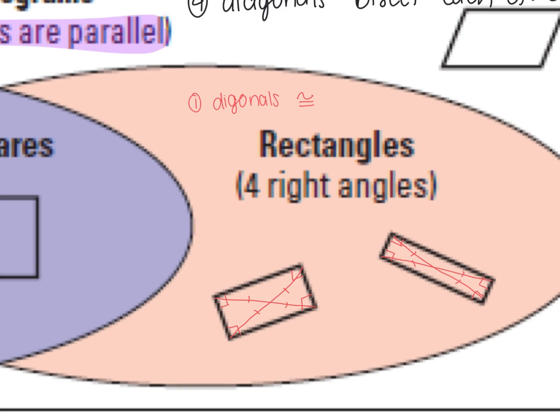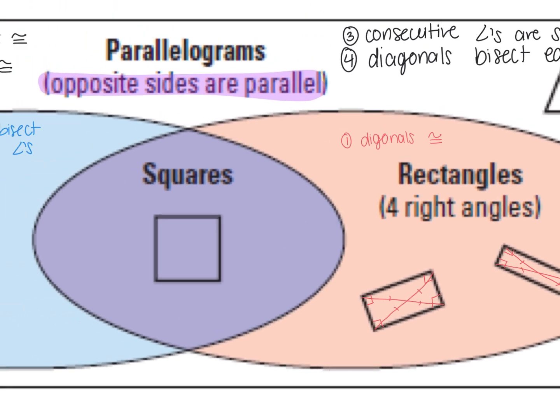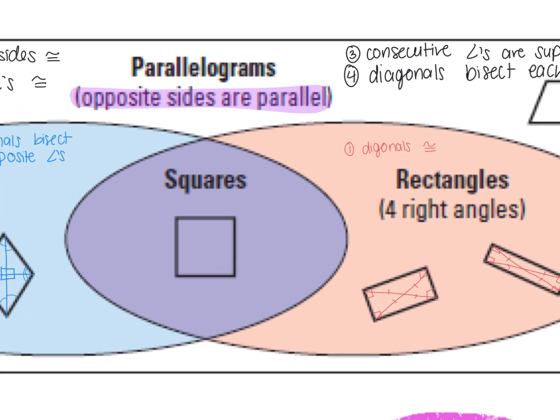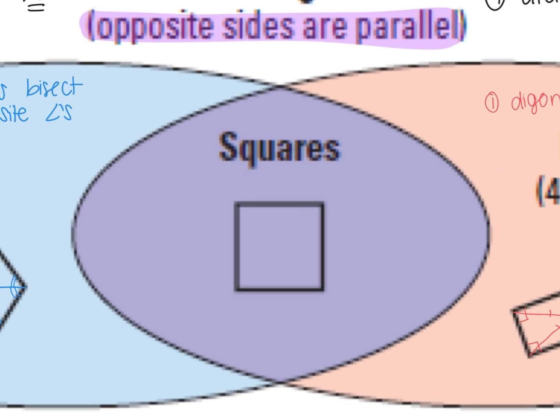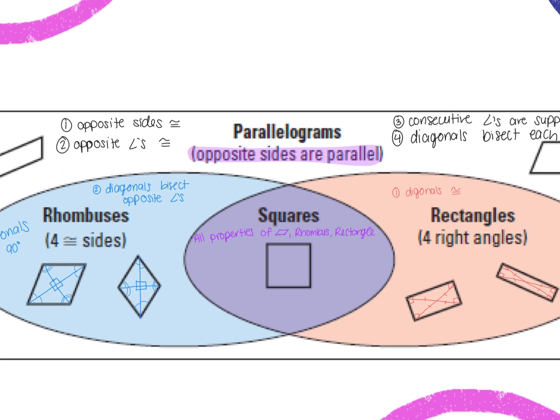Again, these still have the properties for quadrilaterals, but they also have their own specific ones. So now when I'm looking at square, if you look at the Venn diagram, they overlap rectangles and rhombuses. So when I'm looking at my square, what are my properties for square? All properties of your parallelogram, your rhombus, and rectangles. They all apply for squares.